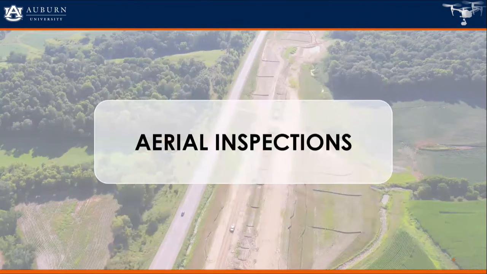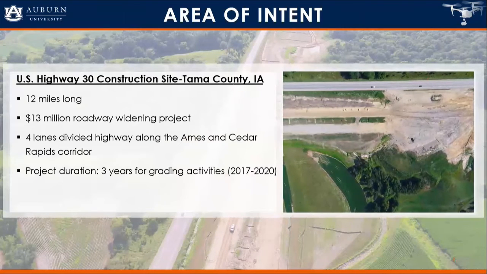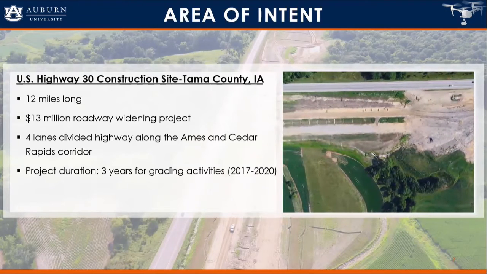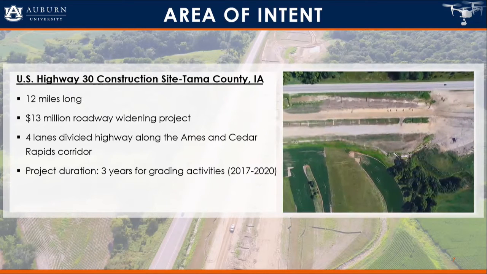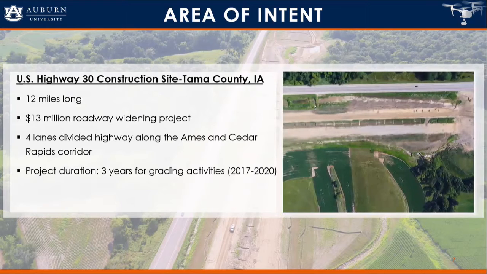Let's talk about aerial inspections. This was our area of interest. You can see the video footage of it in this slide. It was located at the US Highway 30 construction site in Tama County, Iowa. It was a 12-mile-long highway construction site, and we were there during their grading activities.